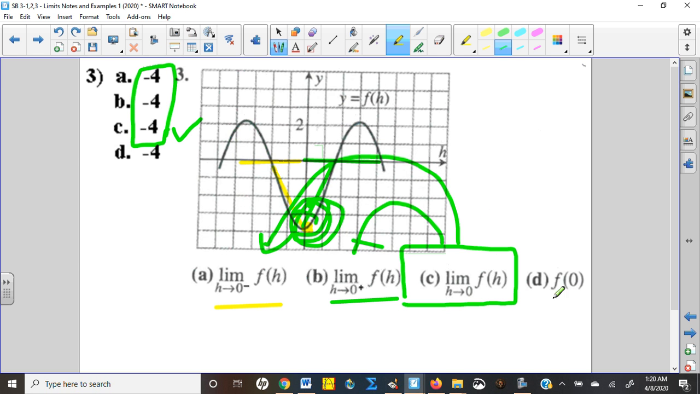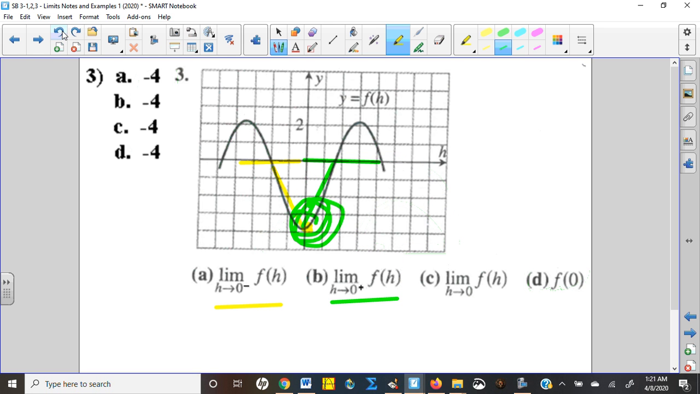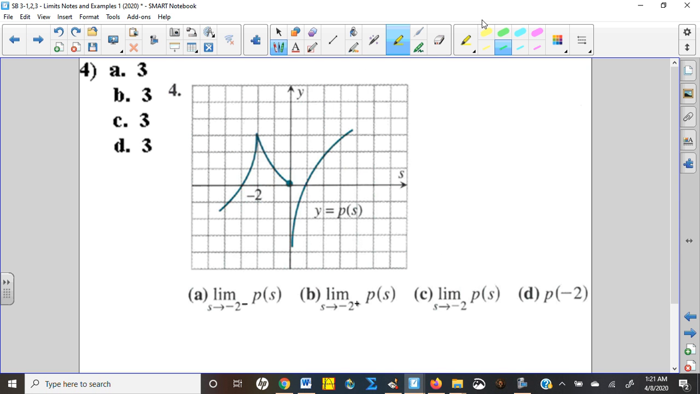Now what's really nice is that f of 0 is also equal to -4, and that is going to play a major role in a future conversation. It's a concept we talked about back in Unit 1, and I'm not trying to be secretive, but I don't want to ruin the future.